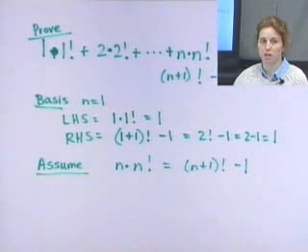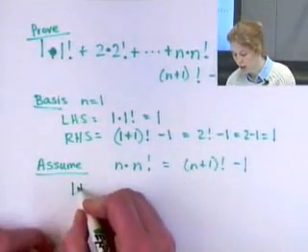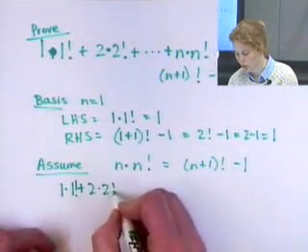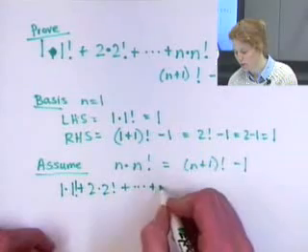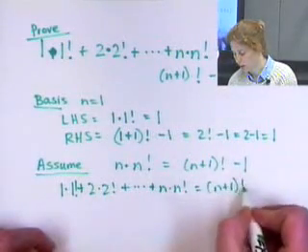So at a minimum, you should make sure at least that the thing you write down has the right number of terms. So this doesn't have the right number of terms. If I wrote 1 times 1 factorial plus 2 times 2 factorial plus ... plus n times n factorial equals this, that would be fine.